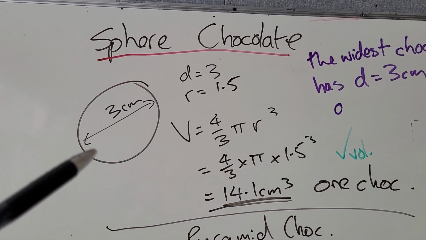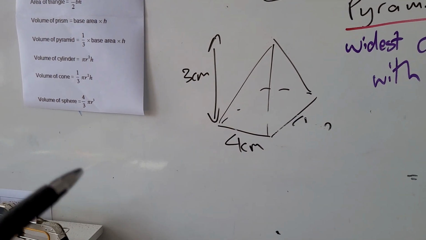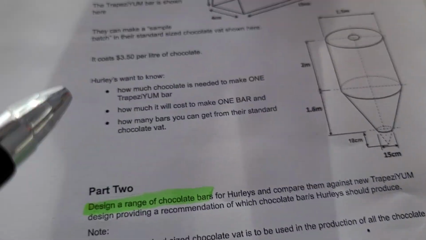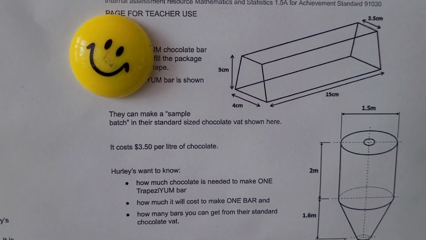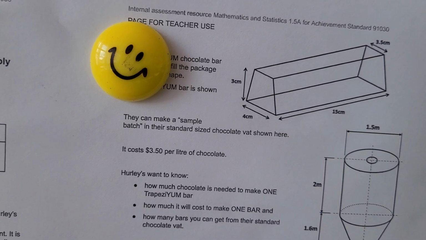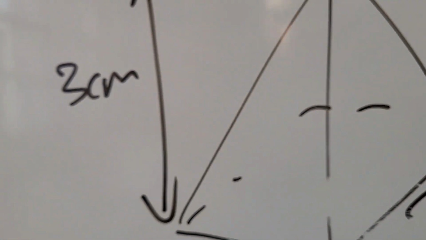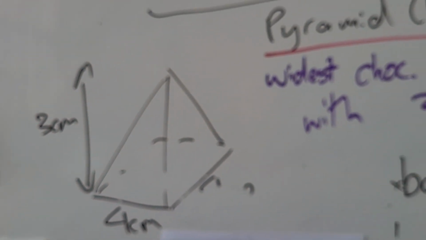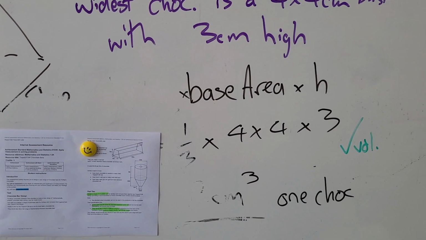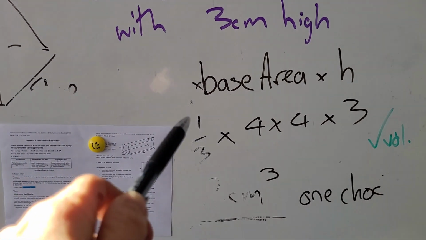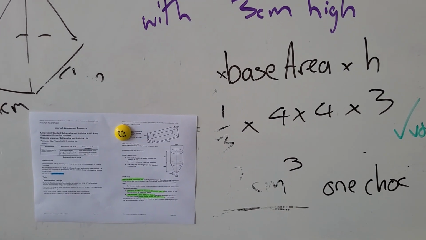And then if we have a look at the pyramid one, the widest pyramid can be 4 centimeters. Because if we go back to here, the width there is 4 centimeters, we can see, and the height there is 3 centimeters. So we can make a 4x4 square base pyramid there. That's 3 centimeters high. So the widest chocolate bar is there and 3 centimeters high. There's my formula. Oh, I rubbed it out. It's 1/3 times 4 times 4 times 3, which was 12 centimeters cubed. Anyway, that's how much one chocolate's going to be.